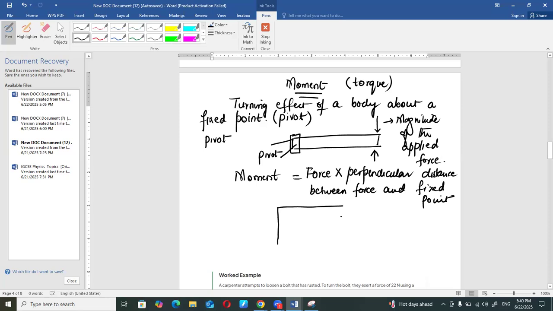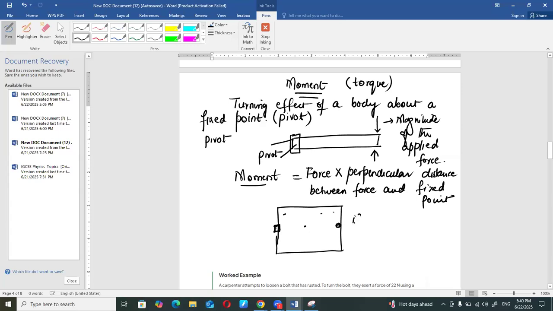Suppose this is a door, and it is fixed at this point, the hinge, or you can say the pivot. Most of the time, you will see that the handle of the door is always here. The question is why it is always here. Why is the handle not here, here, or here? The reason is very simple. Moment is directly proportional to the distance between the force and the fixed point. So it means that the distance should be as large as possible.